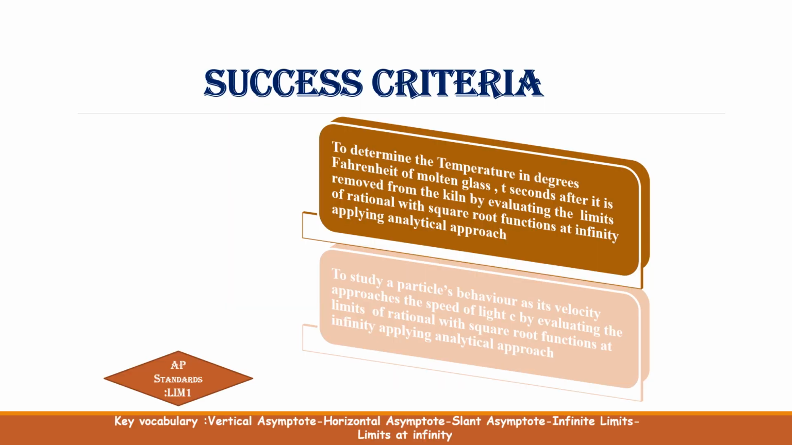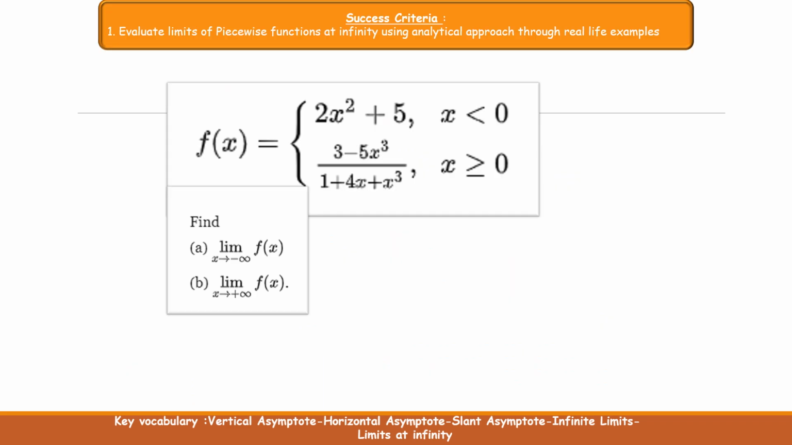Infinity, and today we are going to see how we can determine the limits at infinity if a piecewise function is given to us. So here is the question: find the limit as x approaches negative infinity if the function is a piecewise containing two equations. One equation is a polynomial function and the other equation, you can see, is a rational function.